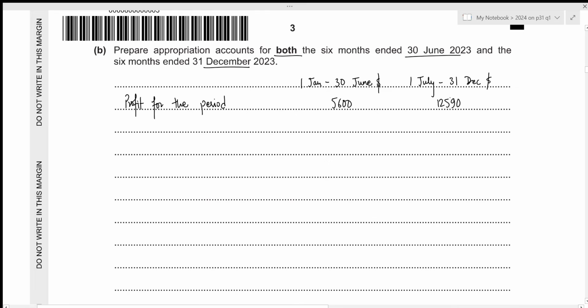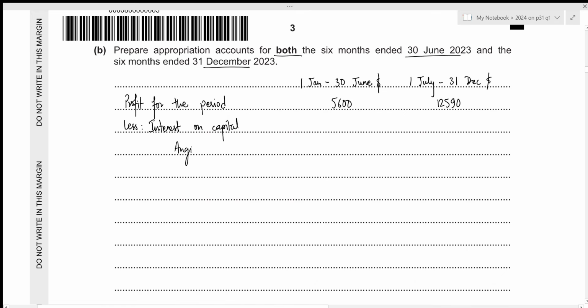Okay, then within our appropriation account, we make adjustment for interest on drawings, interest on capital, and salary. In this case, there is no information given regarding drawings, but we do have information regarding capital as well as salary. And remember that interest on capital is something that the partnership will pay to the partners. So it will reduce our residual profit. So less interest on capital.